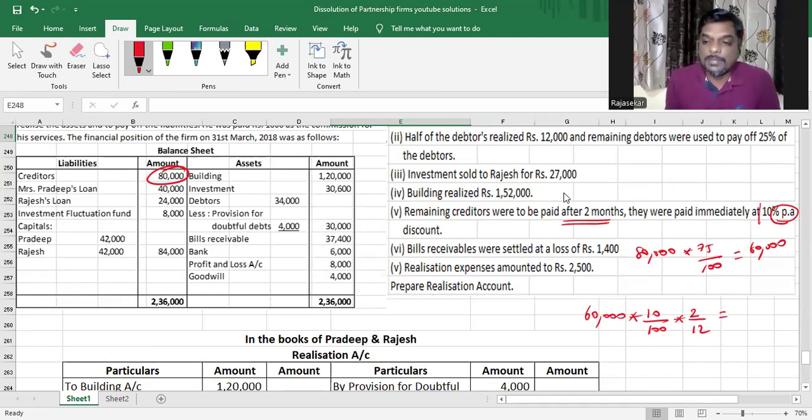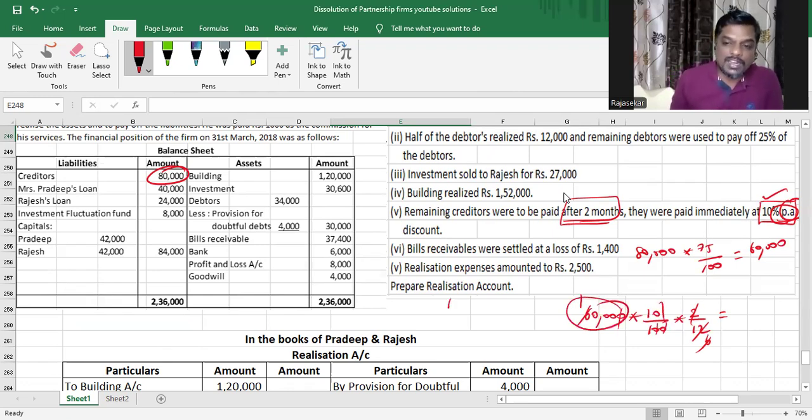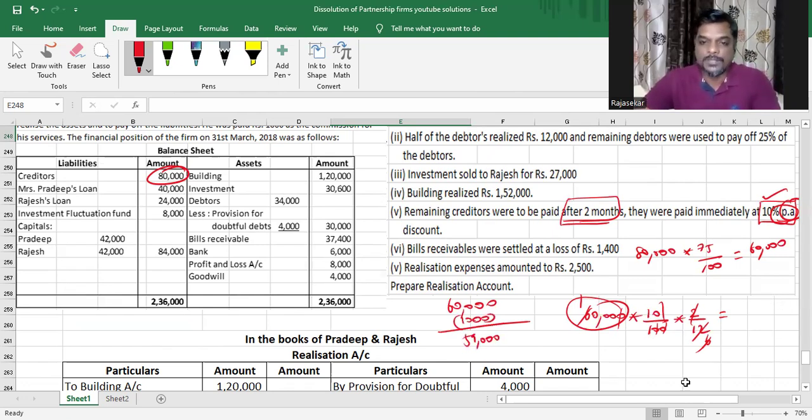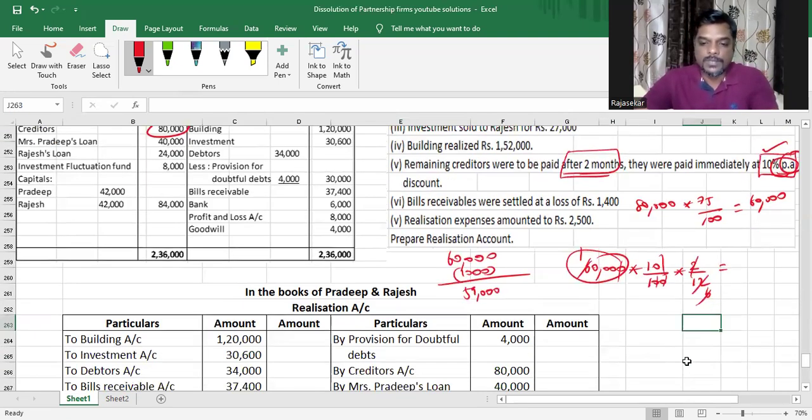Understood or not? This 10% discount is per annum, and the time period is given, so you cannot just take 10% to calculate the discount amount. Understood or not, my dear children? So that would be 1,000 rupees, the discount that you're giving. The remaining creditors were 60,000, and they've given us 1,000 rupees discount, which means 59,000 is the amount that we will be paying. Understood or not, my dear children?